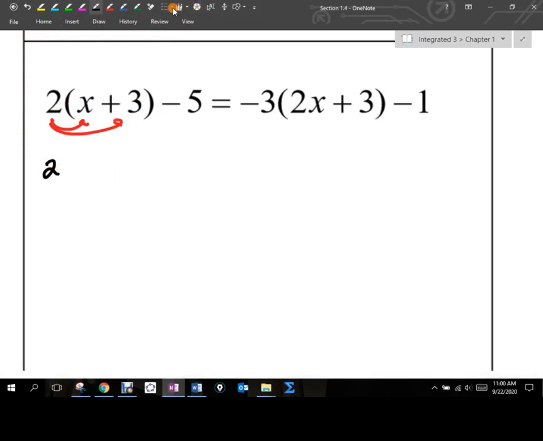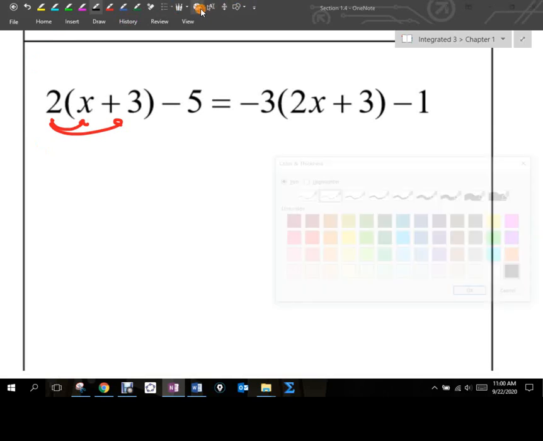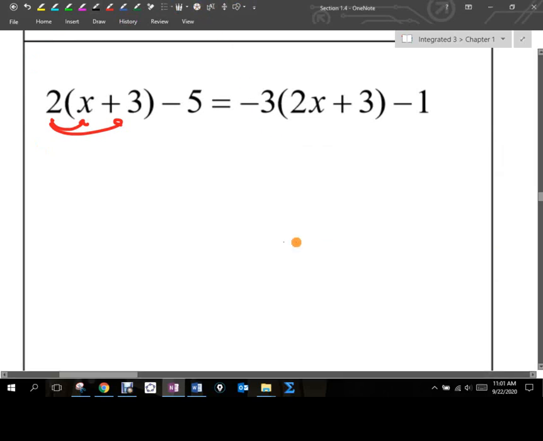Let me find a marker I like. All right, so we get 2x plus 6, right?